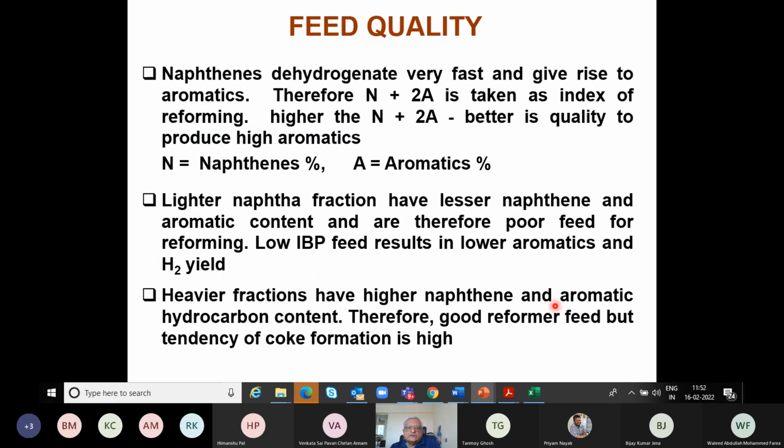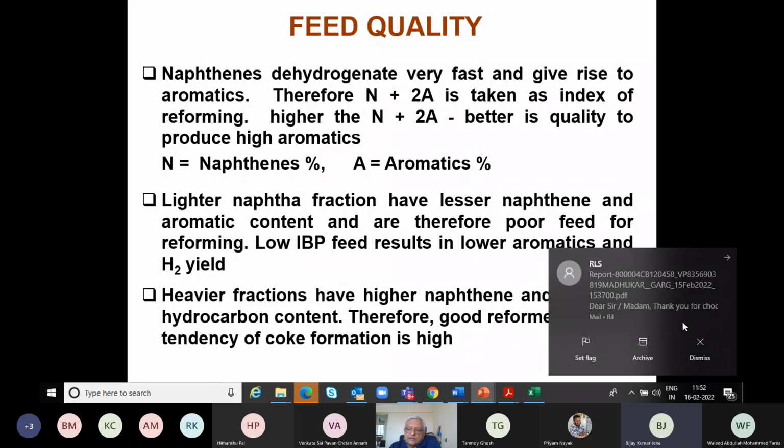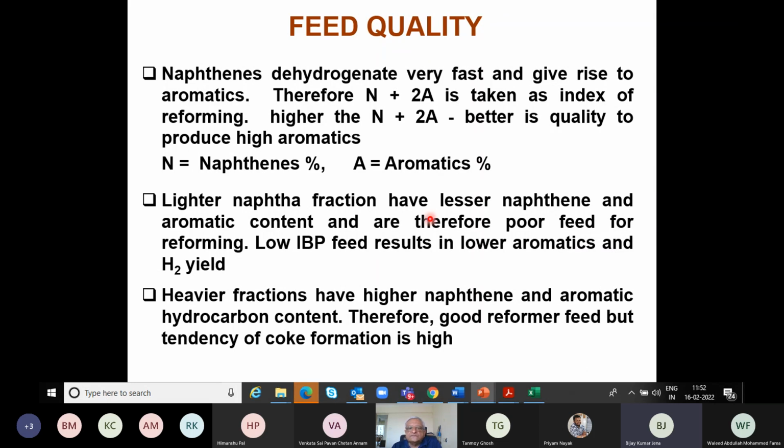The fifth variable is the feed quality. Of course, generally this is dependent on the crude, and sometimes some refiners buy a higher naphthene naphtha from the market. Of course, naphtha containing higher naphthene may not be so cheap. But nonetheless, it's a good feedstock for catalytic reforming. So naphthenes, as you know, dehydrogenate very fast. So N plus 2A is taken as an index of reforming. The higher the N plus 2A, the better the quality of the feed is, because it will give you higher aromatics.